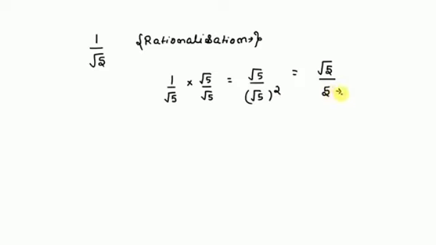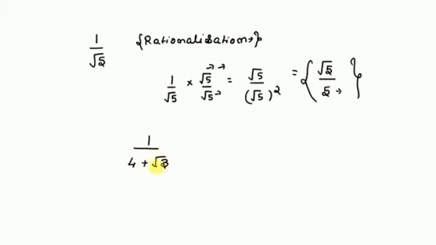Now 5 is the rational number, so we have rationalized 1 by root 5 as root 5 by 5. Clear? It is no problem that the numerator becomes irrational. We just have to make the denominator a rational number. This is called rationalization. Because root 5 into root 5 is equal to 5. So in this way we make it a rational number.